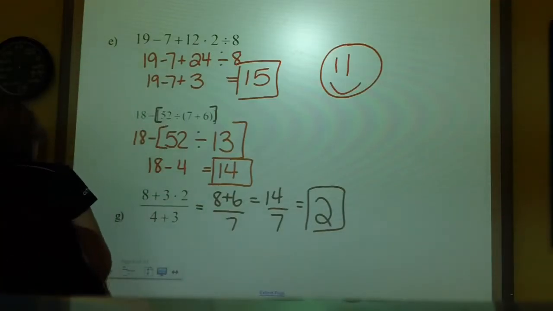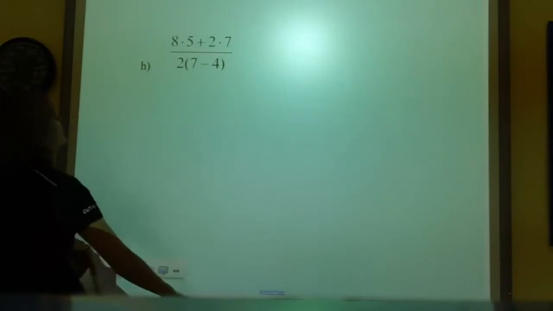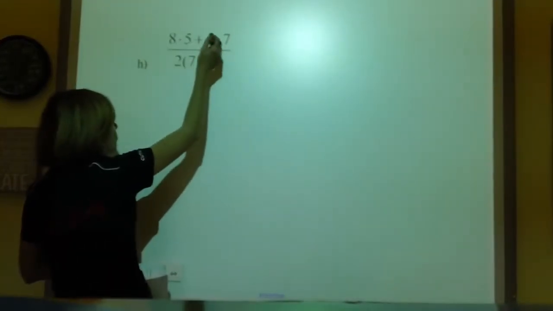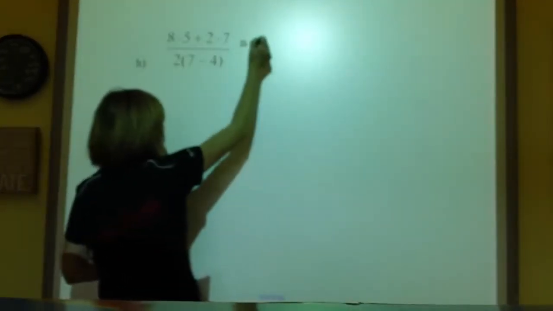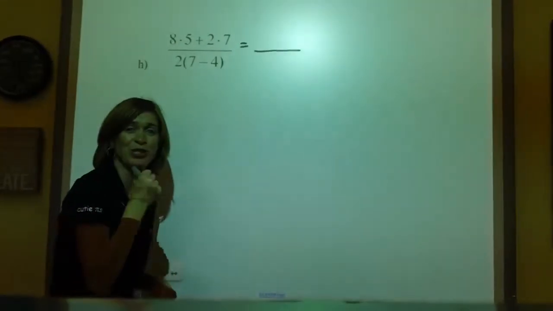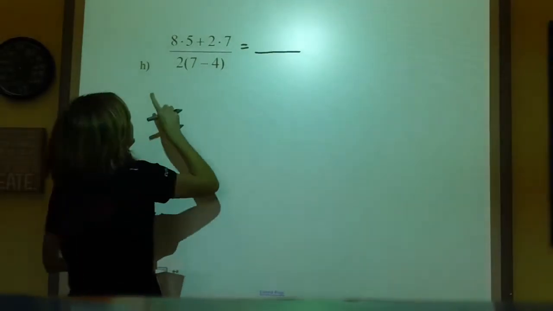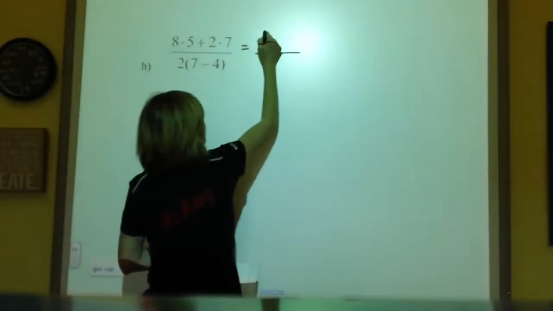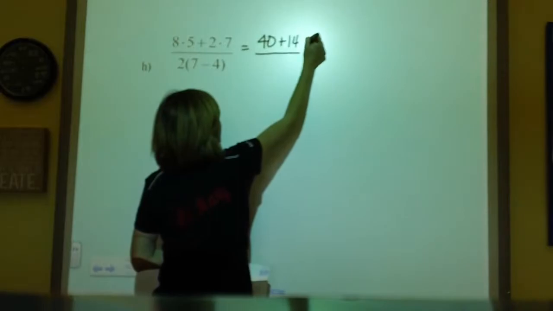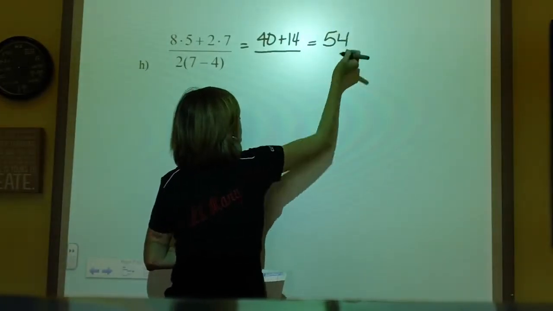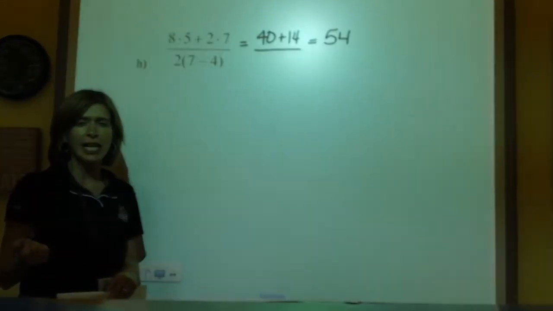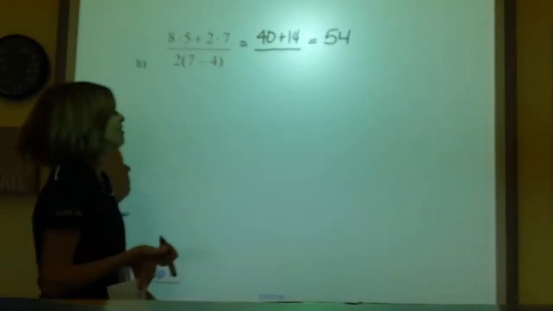I'm moving on because sometimes you're going to see things. Oh, I have 2 of them. Let's do the next one. 8 times 5 plus 2 times 7. Got to do the numerator, then the denominator. We like those words, numerator and denominator. Numerator is the top, denominator is the bottom. 8 times 5 will give me 40 plus 14, which gives me 54. Look at that beautiful work I did. I can read it. I've got a step there.